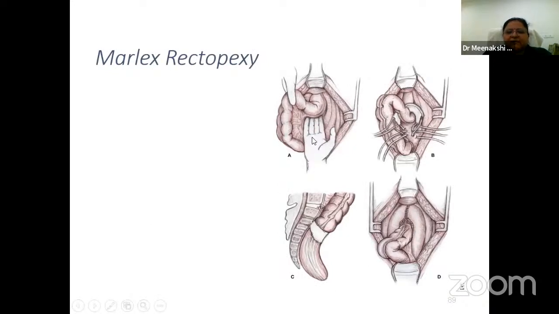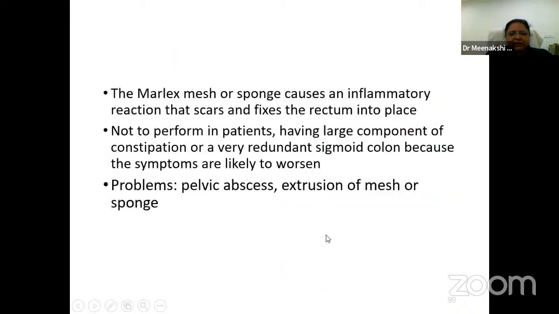So in the presacral area, we are mobilizing the rectum. We are mobilizing the rectum anteriorly also. So anterior, posterior and lateral mobilization, and we are using this Marlett's mesh, which keeps the rectum in position. Okay, so this is the Marlett's rectopexy. It causes an inflammatory reaction that scars and fixes the rectum into place.